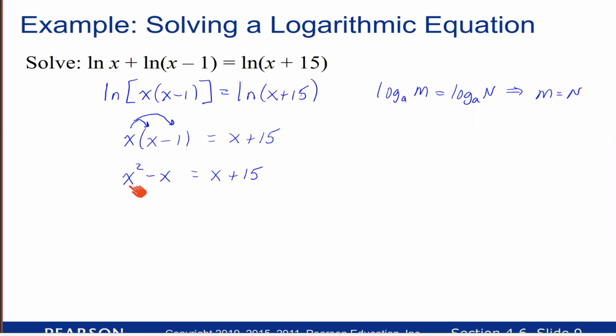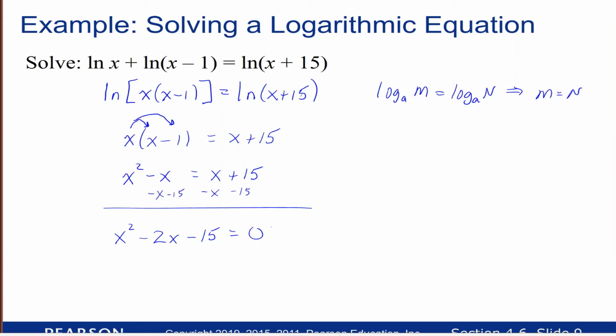This is going to be a quadratic equation. And so I want to set the equation equal to 0. I'm going to subtract x from both sides and then subtract 15 from both sides. And I get x squared minus 2x minus 15 equals 0.